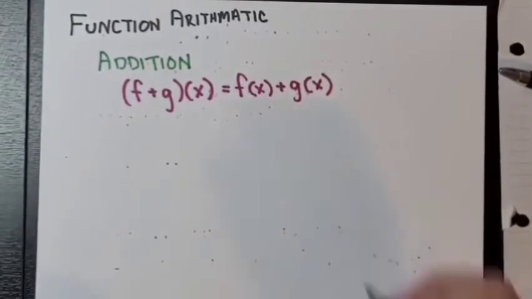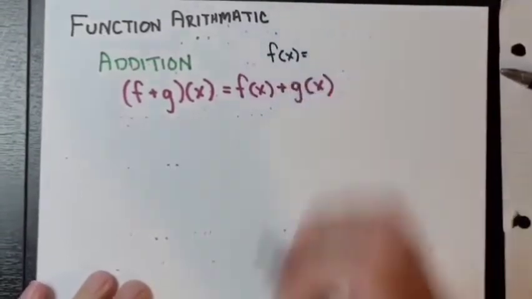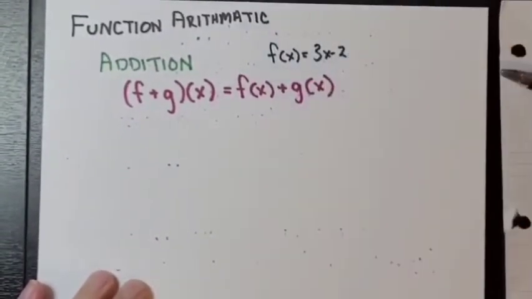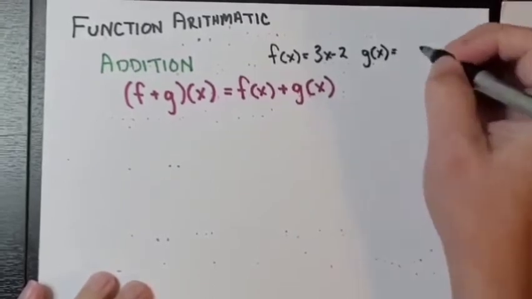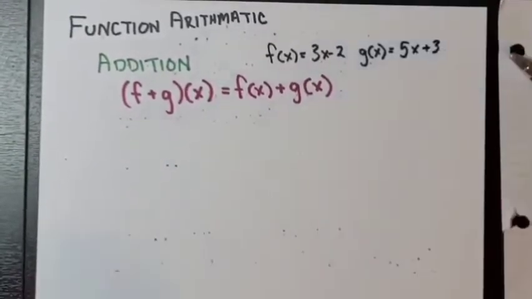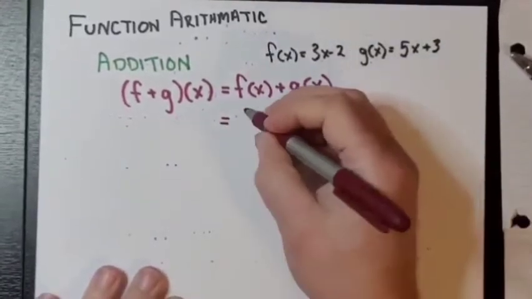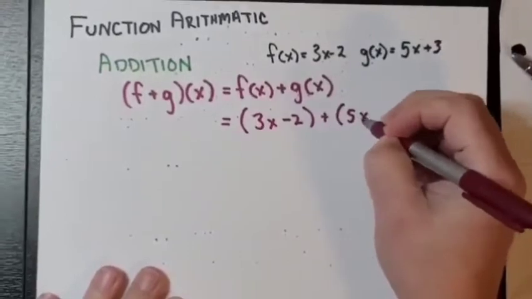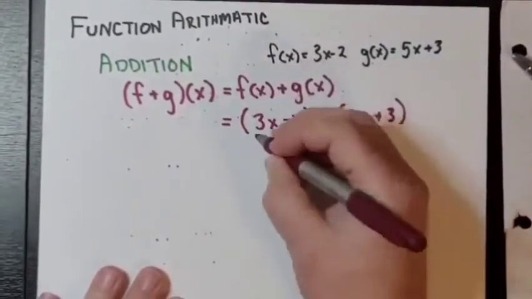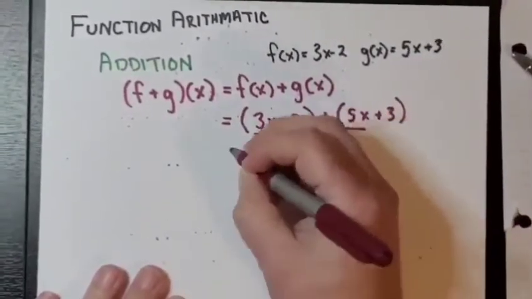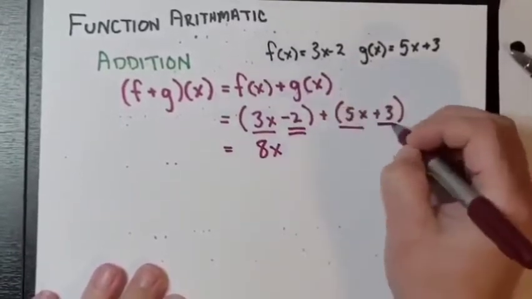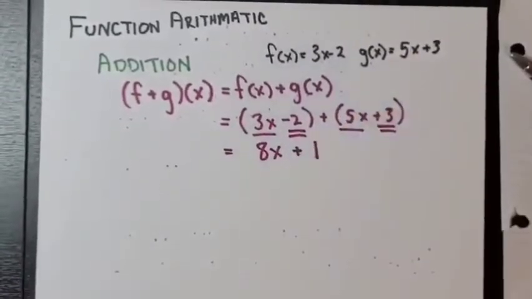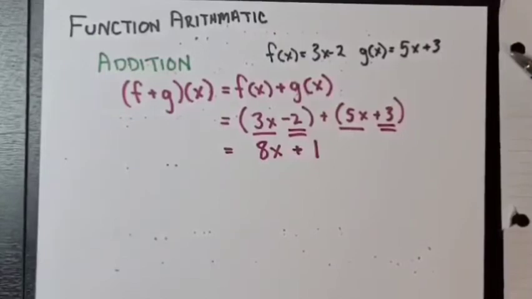So let's get out a pen and write f of x equals 3x minus 2 and g of x equals 5x plus 3. Now that we know what the functions are, we can take the f of x, which is 3x minus 2, and add that entire thing to 5x plus 3. I put the x's together because they're like terms, and I put the numbers without x's together because they are also like terms, and we're done.